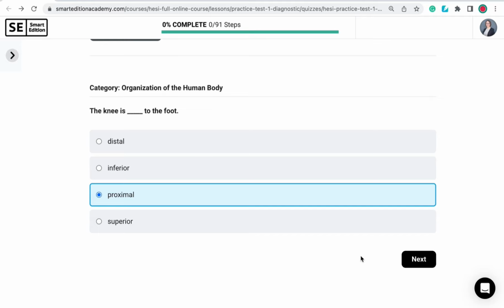Proximal and distal describes the position of a structure. Proximal is closer to the origin and distal means further away. In anatomy, the origin refers to the trunk of the body, so the torso, your chest, or abdomen. So the knee is proximal as it is closer to the trunk than the distal or further away foot.